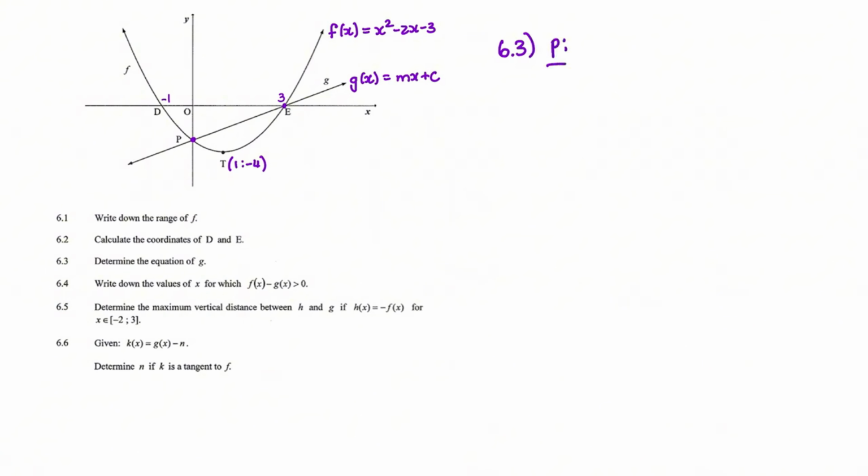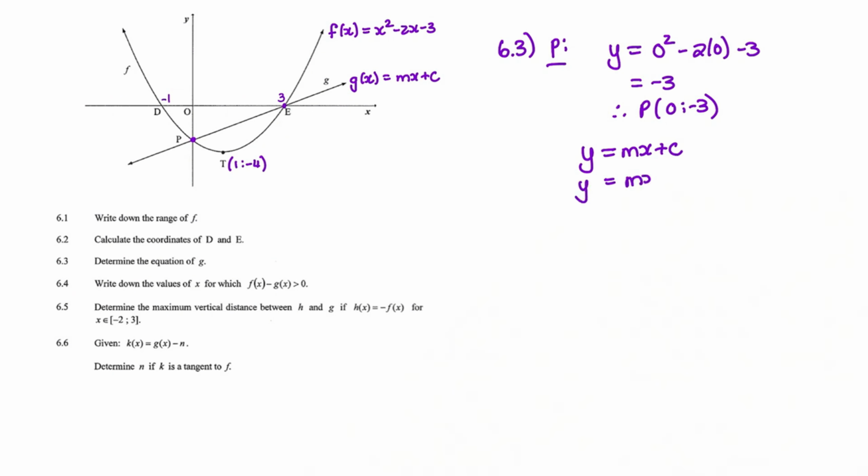So I'll make x equal to 0 in our f(x) equation. So it's 0 squared minus 2 times 0 minus 3, and that is equal to -3. Therefore, the coordinates of P are (0; -3). So if I have our straight line as y = mx + c, we have our y-intercept, which is c, as -3.